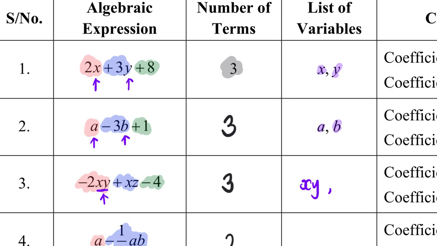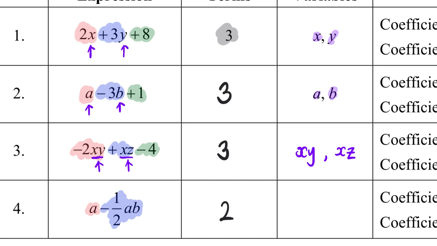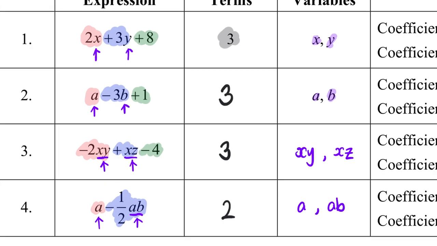Okay? And if we see a product, they belong to one variable together. Okay? We see the product as one variable itself. Same goes for row number 4, where the variables are a and ab. Do take note, a and ab are 2 different variables.